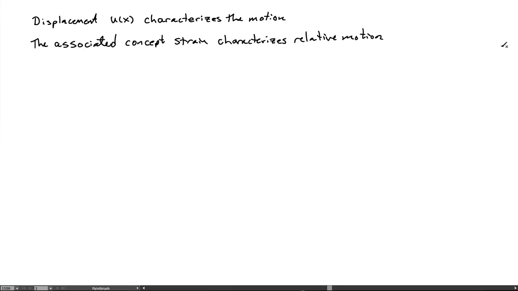Now, displacement characterizes the motion, and it does it in a very straightforward way. It's what you see with your eyes. There's an associated concept known as strain, and strain characterizes relative motion. The standard definition of strain is constructed out of, say, taking a bar, applying a load to it, and it's going to change its length. The strain is defined as the change in the length divided by the original length. This is a definition of what is sometimes known as average strain.